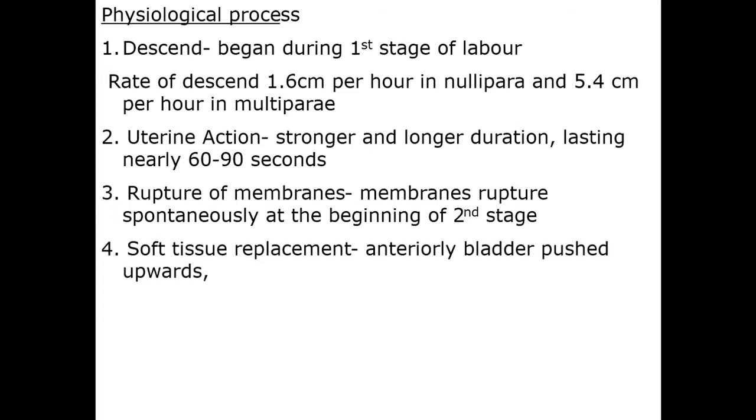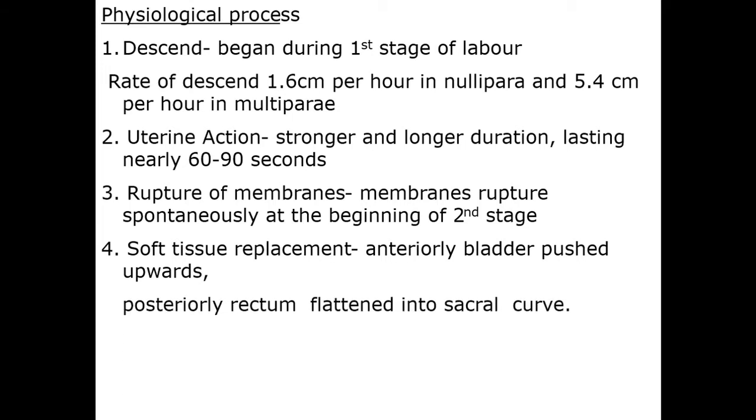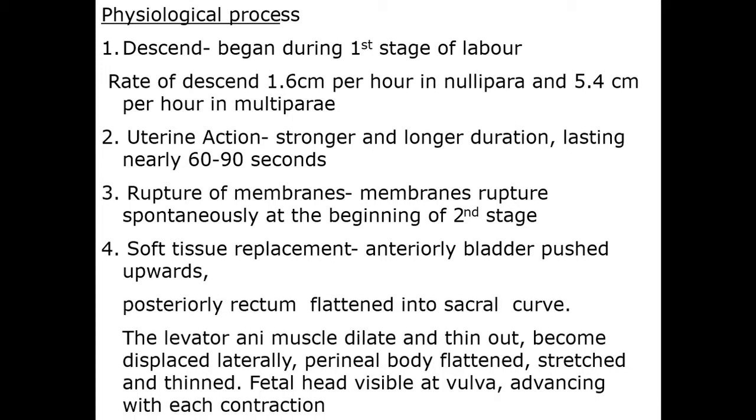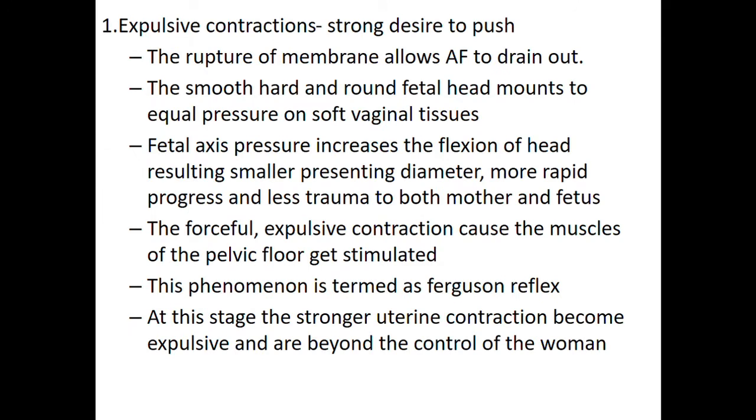Then third is soft tissue displacement. The two soft tissues involved in the second stage are the rectum and the bladder. The uterus has the bladder anteriorly and the rectum posteriorly. So the anterior soft tissue, the bladder, is pushed upwards and posteriorly the rectum is flattened into the sacral curve. The levator muscles dilate and thin out, becoming depressed laterally. The perineal body is flattened, stretched and thin. The fetal head is visible at the vulva, advancing with each contraction. So these are the four physiological processes which happen in the second stage of labor.